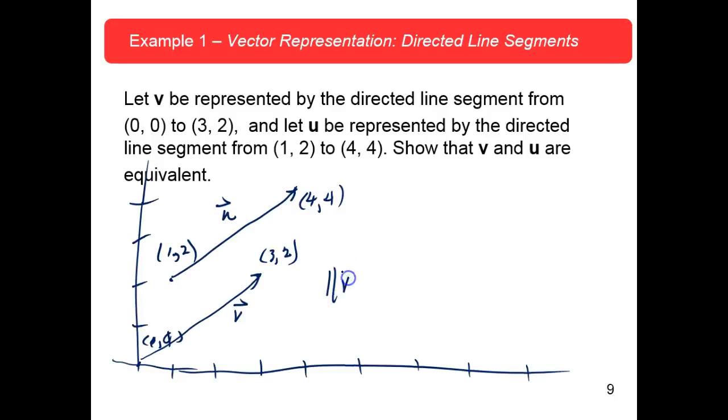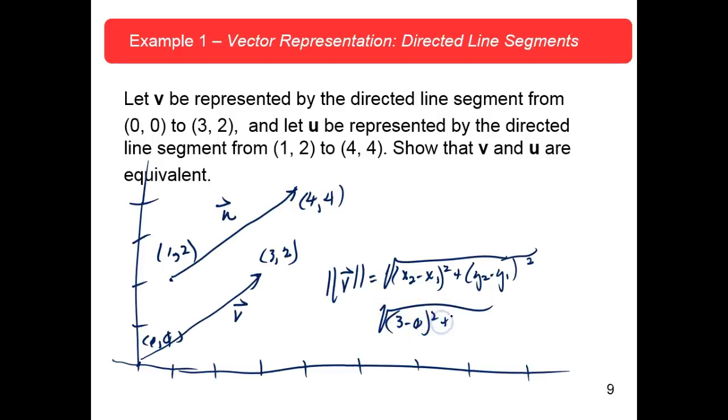The magnitude of V would be the square root of, and you can pick either one to be initial and final, it doesn't really matter. I'll give you the formula. x2 minus x1 squared plus y2 minus y1 squared. Okay? It doesn't matter which one you put first or second because you're squaring it. So this will be the square root of 3 minus 0 squared plus 2 minus 0 squared, which would be the square root of 9 plus 4 equals the square root of 13.